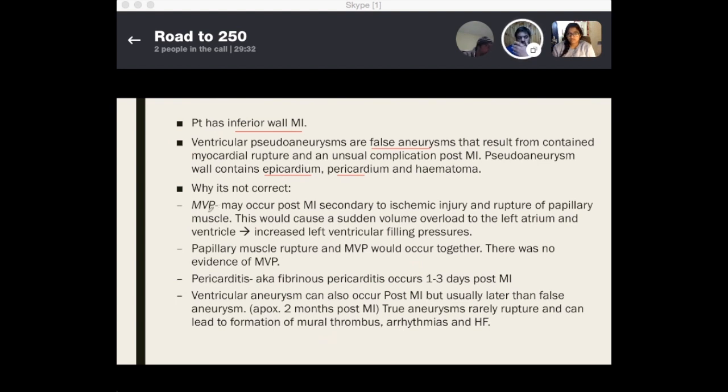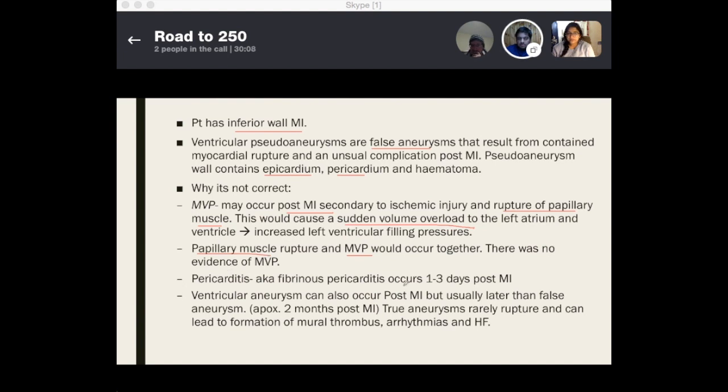So why is it not mitral valve prolapse? Well, it occurs post-MI, secondary to ischemic injury and rupture of the papillary muscle. In which case we didn't see, but then the symptoms would be a sudden volume overload of the left atrium and ventricle, and that would lead to left ventricular filling pressures to be increased, which we did not see when we did the echo or electrocardiogram. So again, like I said, papillary muscle rupture and mitral valve prolapse kind of go hand in hand, and there was no evidence of this.